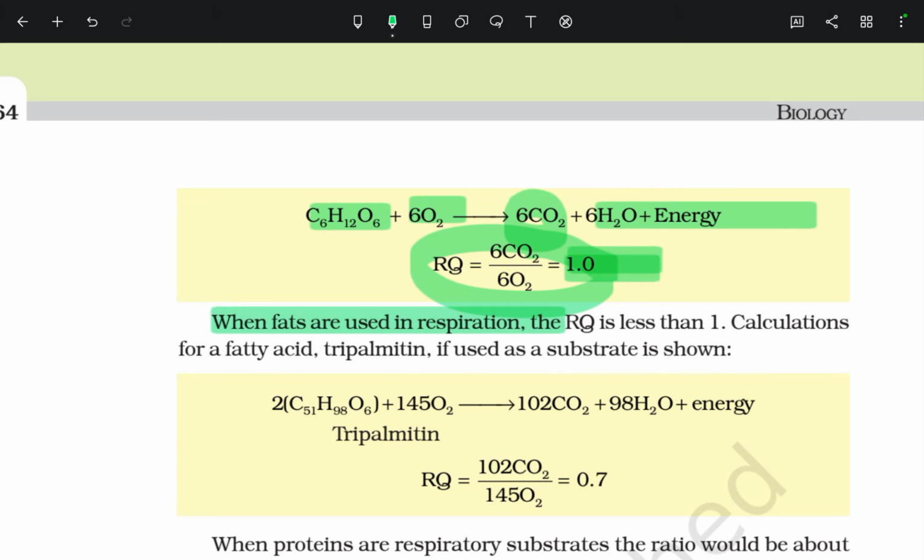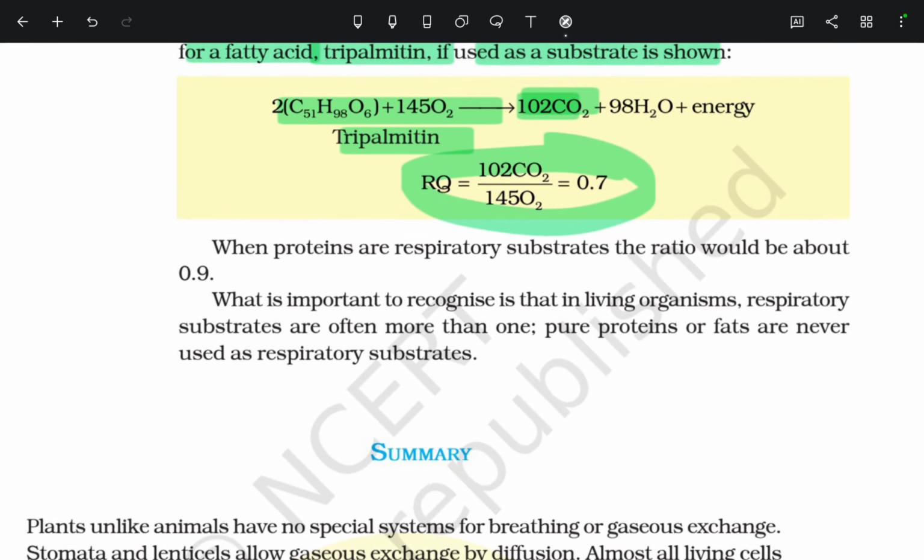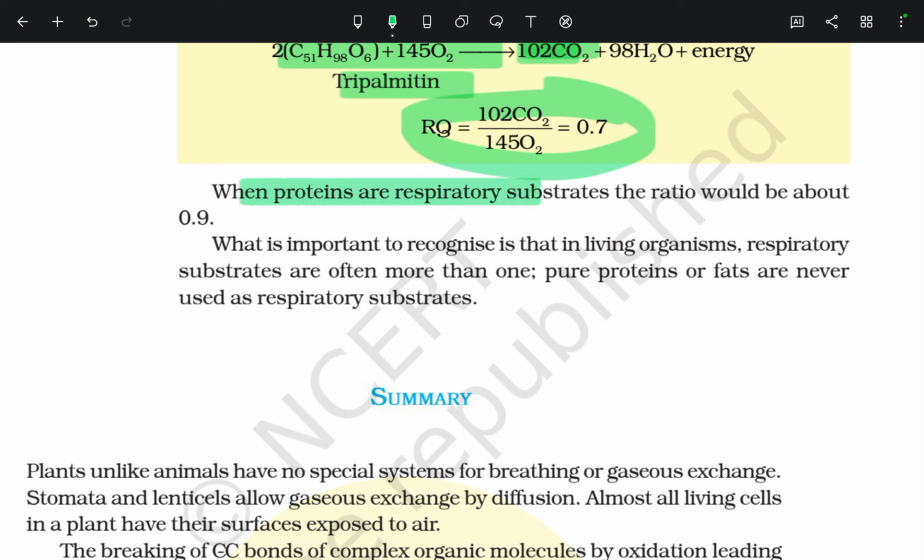When fats are used in respiration, the respiratory quotient is less than 1. Calculation for the fatty acid tripalmitin, if used as substrate, is shown. Here 145 molecules of oxygen are consumed to evolve 102 molecules of carbon dioxide. So its respiratory quotient is less than 1, that is 0.7. When proteins are the respiratory substrate, the ratio would be about 0.9.